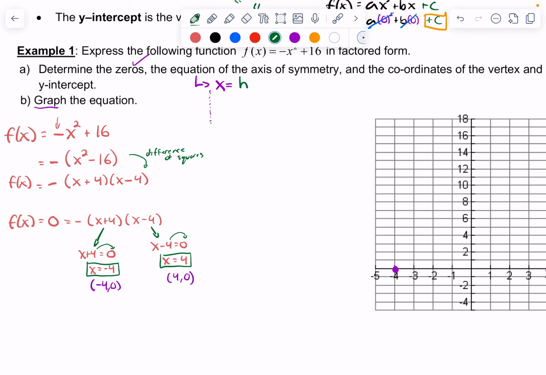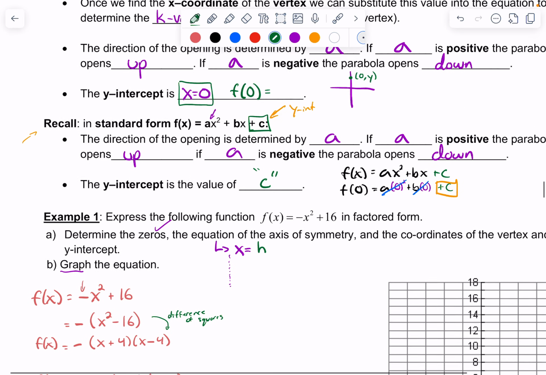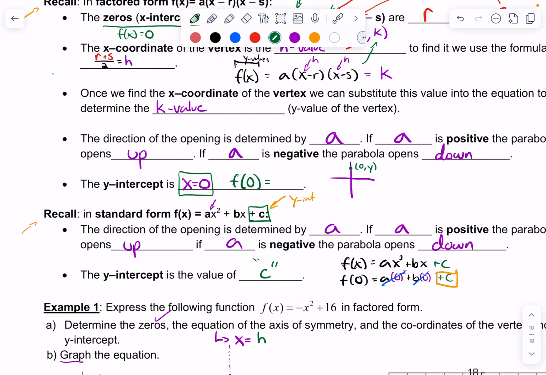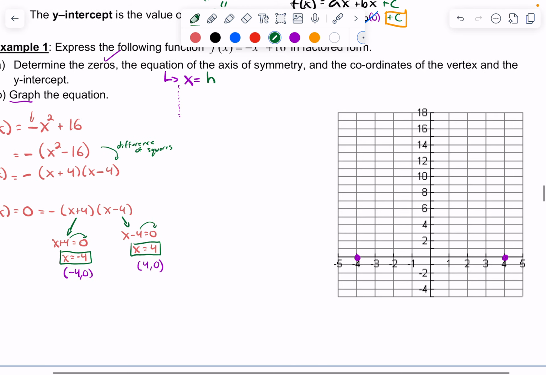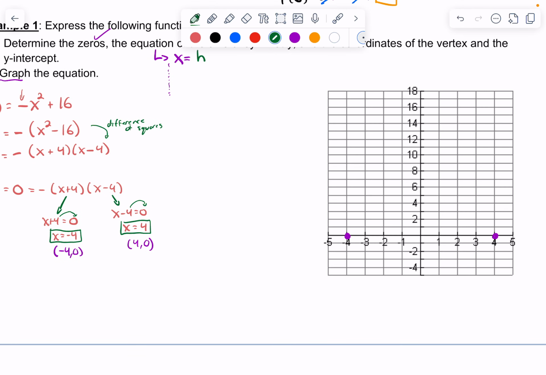How do we get that x value of our vertex? Well, it's the halfway point between your zeros. And we'll do it algebraically, but let's look visually. Where do you think the halfway point between this 0 and this 0 is? Well, this is 4 over in that direction, and this is 4 over in that direction. So the halfway point you would expect to be right here at the origin.